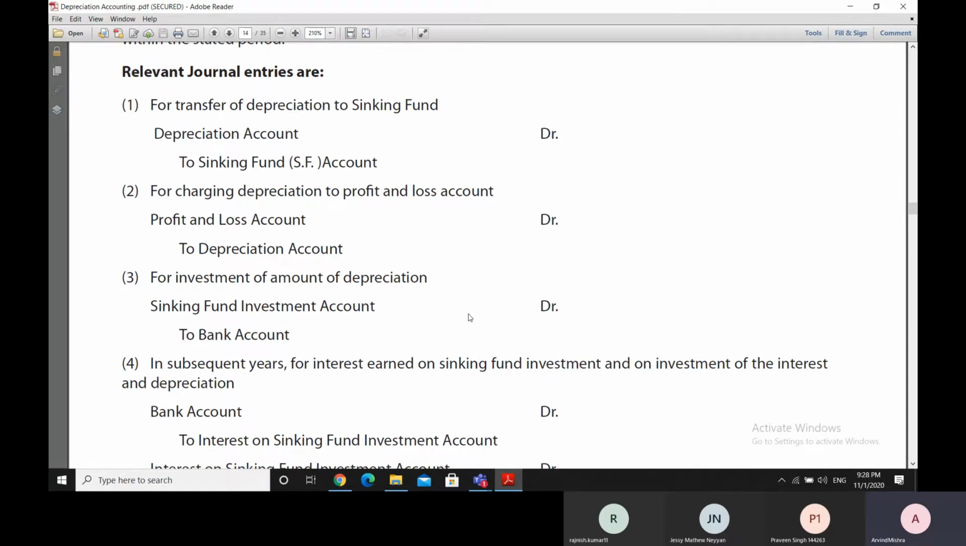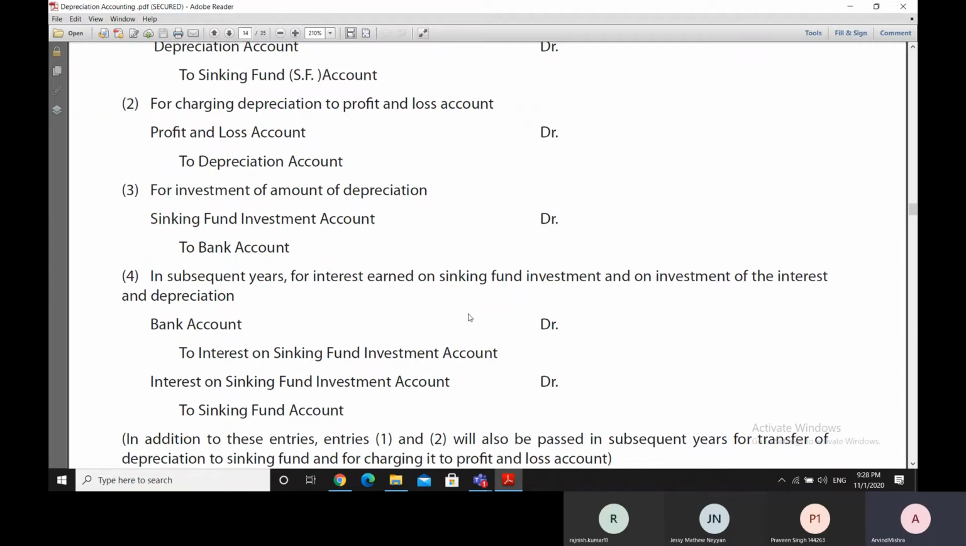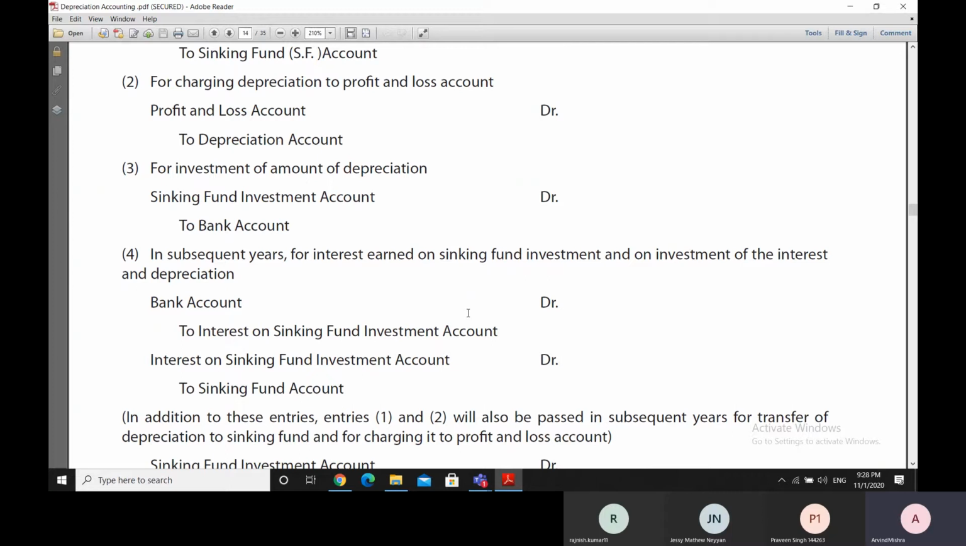Now, subsequently, when the interest is earned on the sinking fund investment and on the investment of the interest and the depreciation, we will be debiting our bank account with the interest earned and crediting the interest on the sinking fund investment account, and then again debiting the interest on the sinking fund investment account and crediting the sinking fund account.